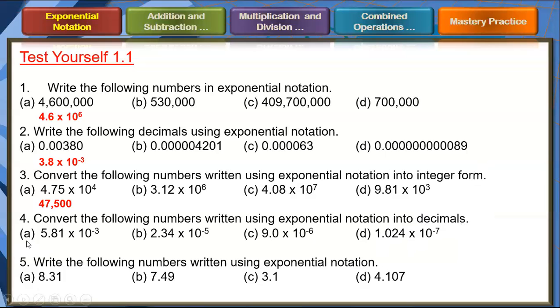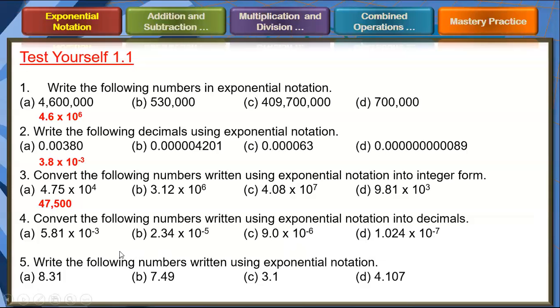So for example, we have for A, 5.81 times 10 raised to negative 3. For B, we have 2.34 times 10 raised to negative 5. And for C, we have 9.0 times 10 raised to negative 6. And for D, we have 1.024 times 10 raised to negative 7.